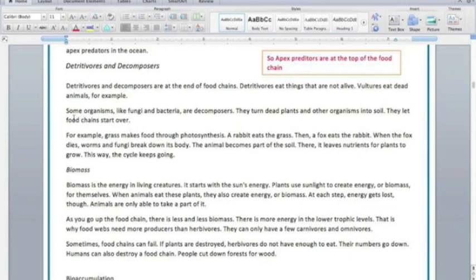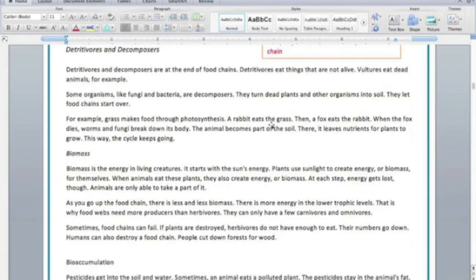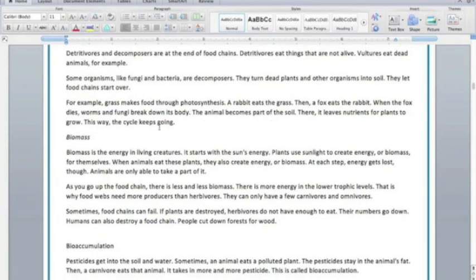So again, perhaps we would have underlined that some organisms like fungi and bacteria are decomposers. We might have also underlined that they turn dead plants and other organisms into soil. That helps us to understand what a decomposer is. Let's keep going. We're almost done with this text.